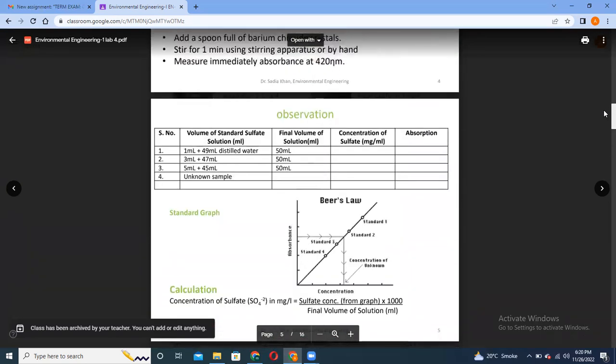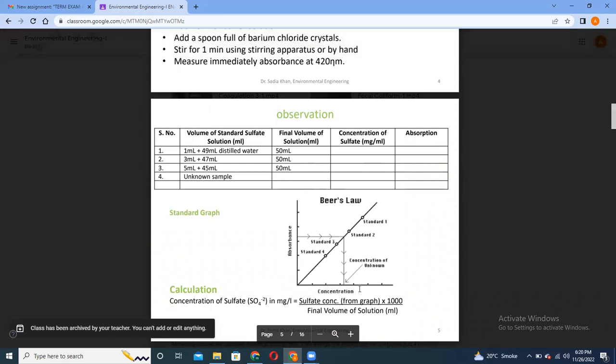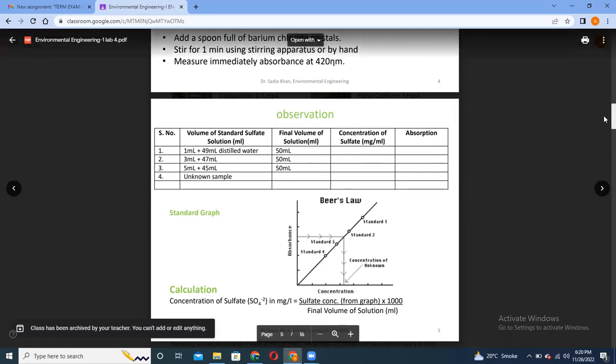Here we have certain factors to discuss. As we discussed, concentration should be on the x-axis and absorbance should be on the y-axis, and by using Beer's law, we will calculate different readings at different ml points. After that, we will analyze the concentration by using the formula.